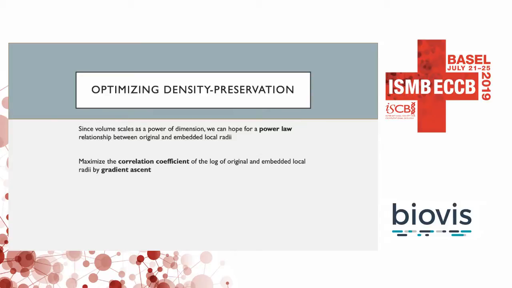And so to that end, what we're going to actually try to do is maximize the correlation coefficient of the log of the original and embedded local radii. And like I said before, since we have a smooth measurement, we can actually just do this by gradient ascent. And as we heard in the previous talk, TSNE optimizes its own objective function via gradient descent, so we can also basically add a density term to that gradient. And so this is the only equation in my talk. This is the objective function that is going to be maximized. It's basically just the covariance of the original and embedded radii normalized by their standard deviations.